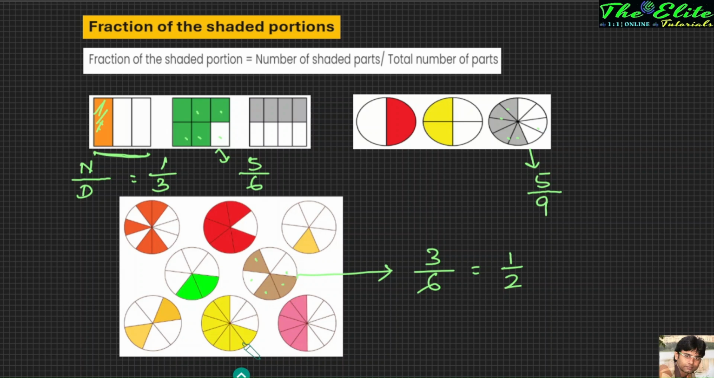Likewise here you can see 1, 2, 3, 4, 5, 6, 7. So for this you can write 7 in the numerator part, and it is 7, then 8, 9, 10.